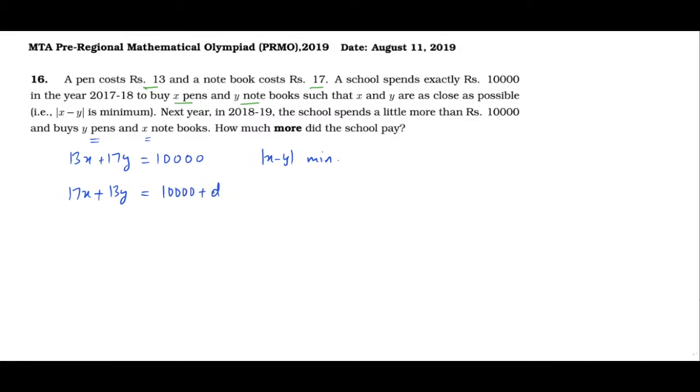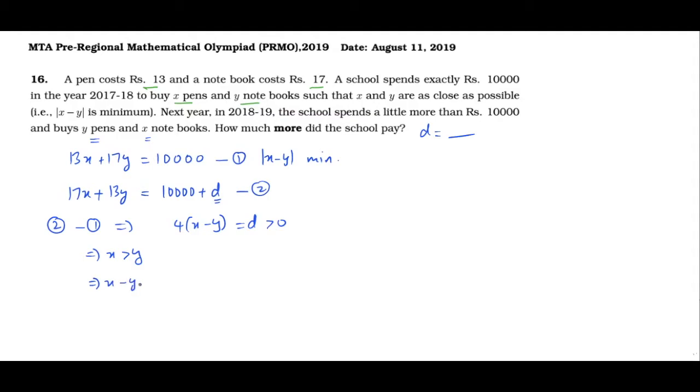Let us say the difference is D. How much more did the school pay? So we are interested in finding the value of D. Let us call this equation 1 and equation 2. If we subtract, we get 4 times (x minus y) is equal to D. Now D is positive, so we have x is greater than y.